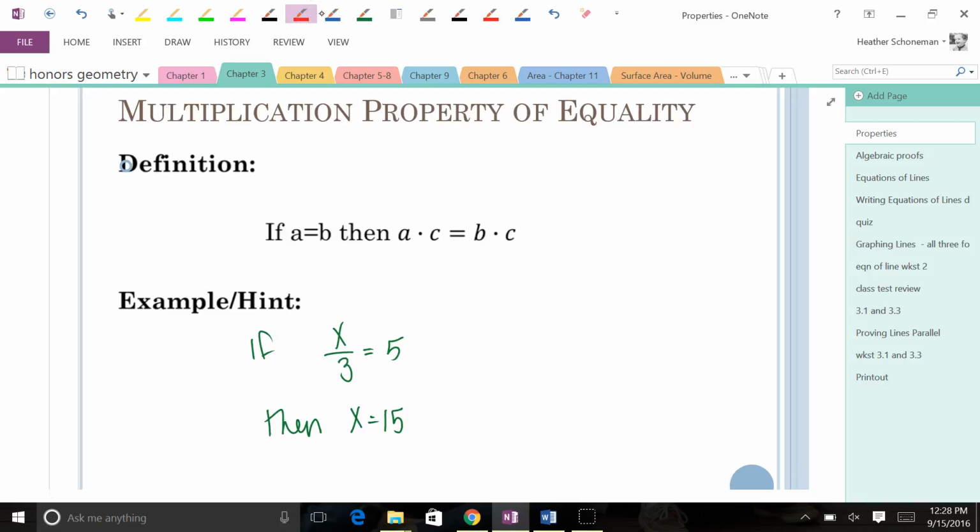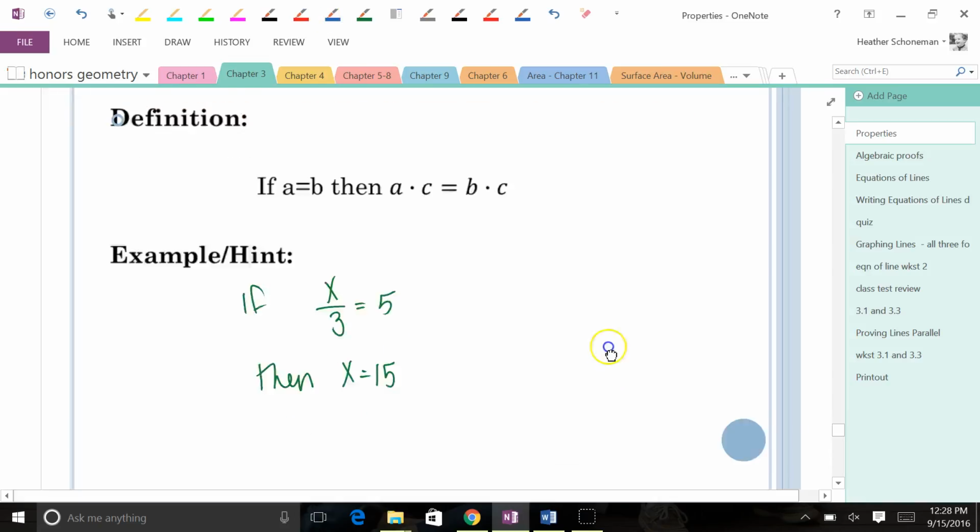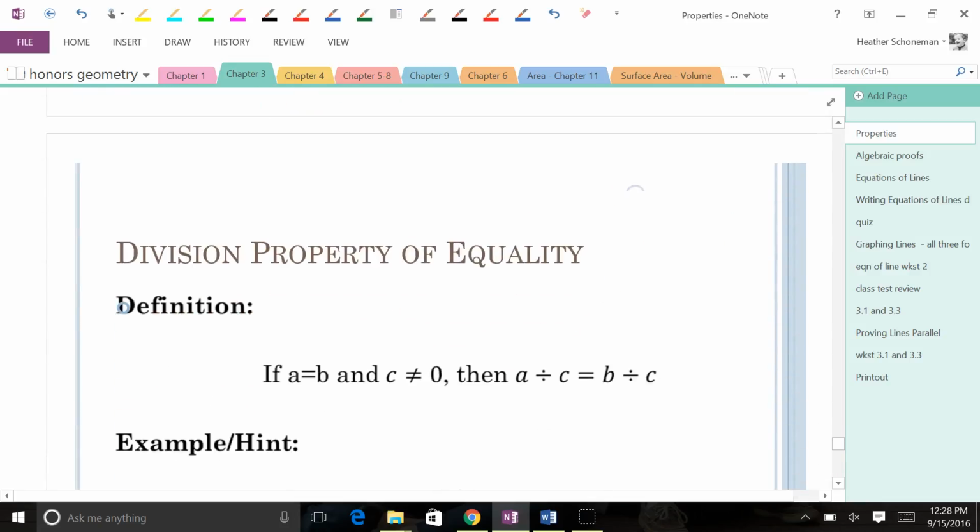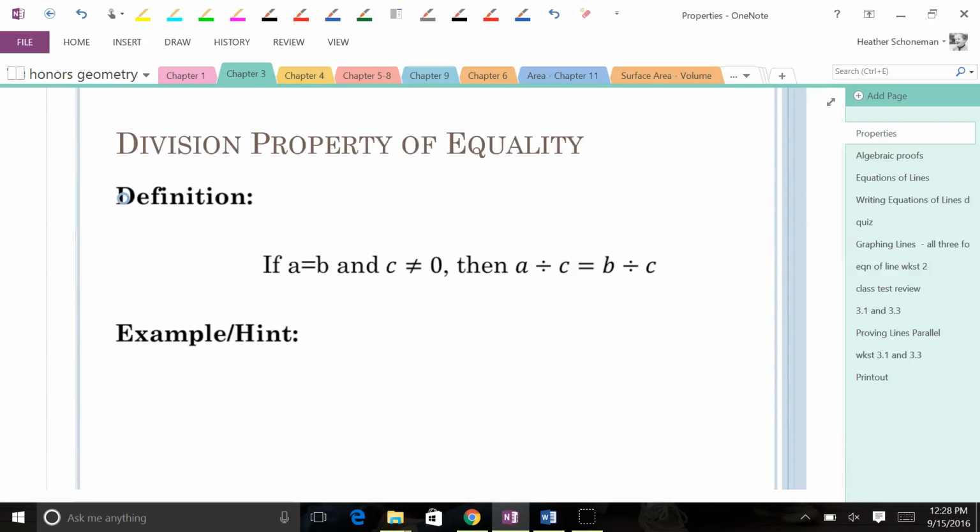Okay, one last one. The division property, which is pretty much the same thing, but there's one little exception. If the two sides are equal, but c is not 0, because can we divide by 0? No. So if the two sides are equal and c is not 0, then you can divide both sides by the same number, and it all works out. So if I have 3x equals 12, then I can write x equals 4, because didn't I divide both sides by 3?